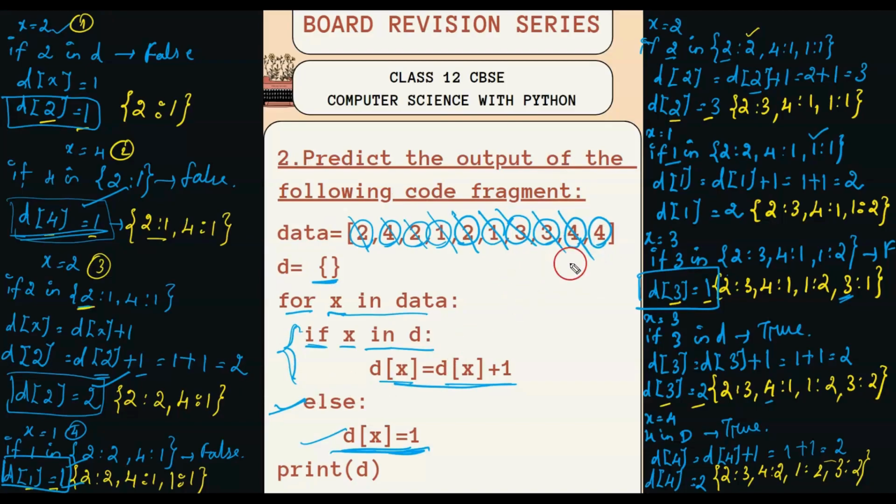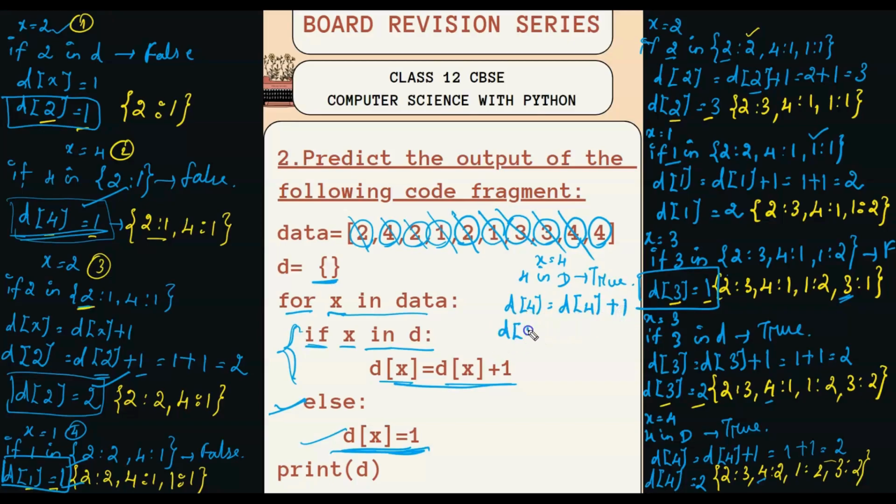Okay, let me write this iteration here. X is equal to 4, the last iteration. So check if 4 is in the dictionary. The condition is true. We have the 4 in the dictionary. So write the next step: d of 4 is equal to d of 4 plus 1.